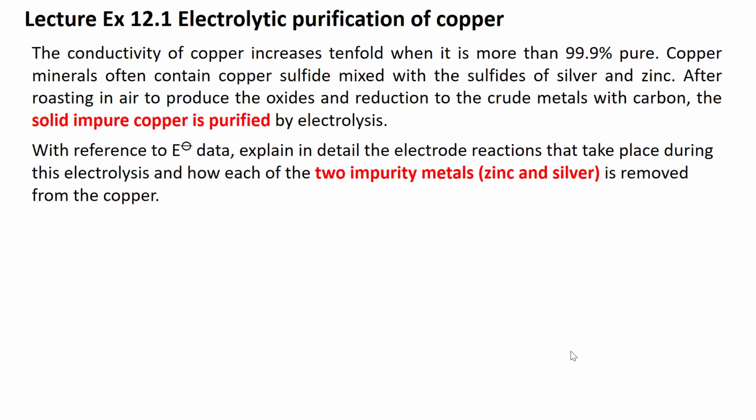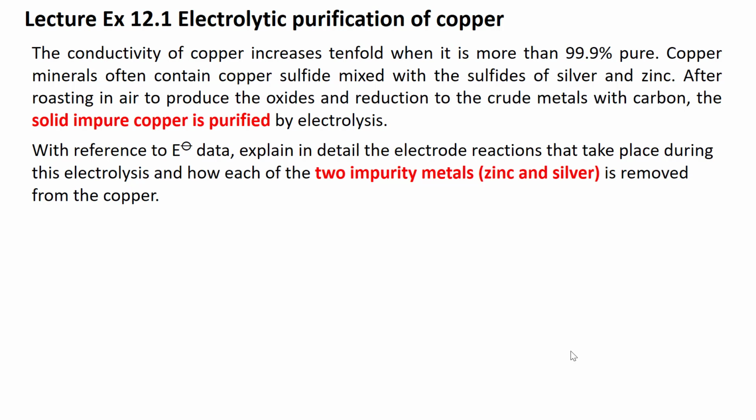Okay, everyone. Now we'll move into the application of electrolysis. Let's start with looking at lecture exercise 12.1, electrolytic purification of copper. This is actually an important application for electrolysis. So you start off with the impure copper. In this example, you have zinc and silver as impurities.